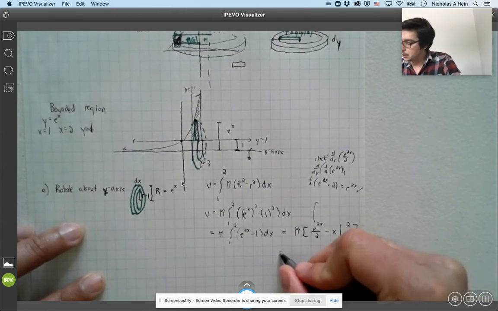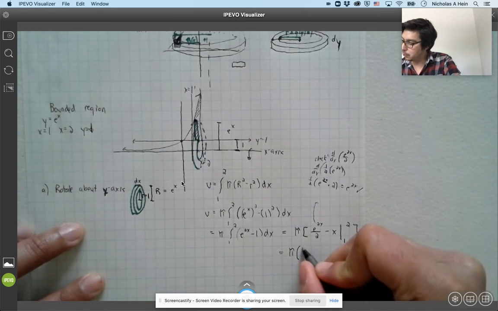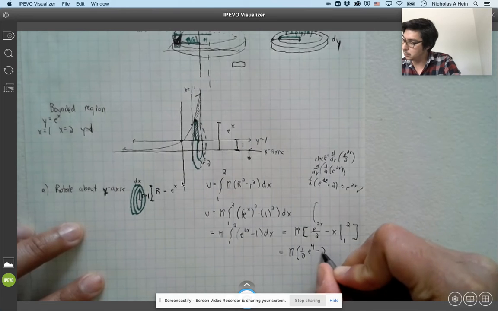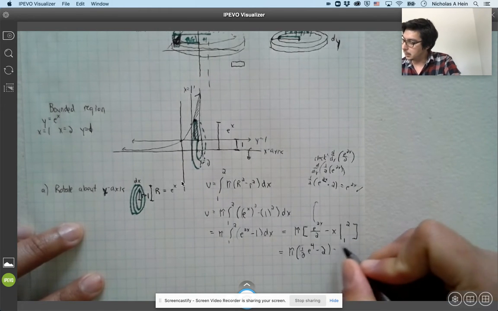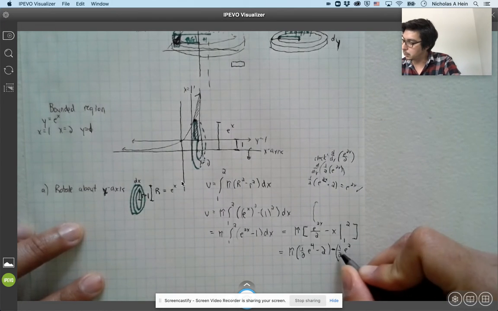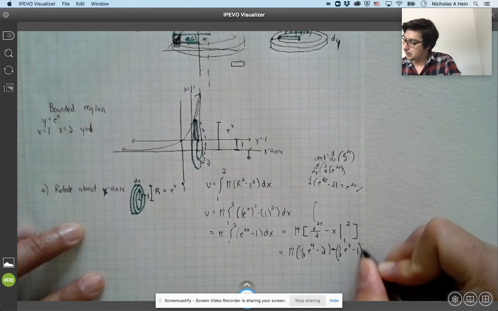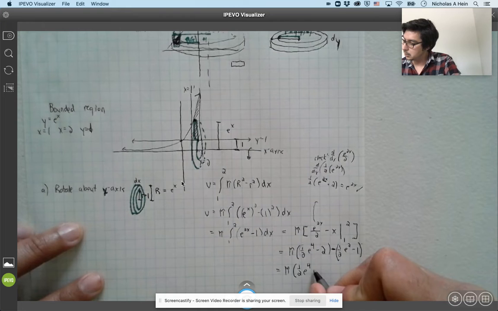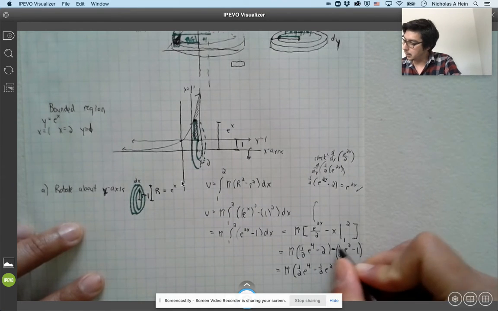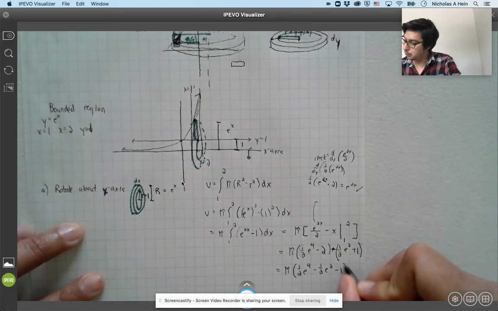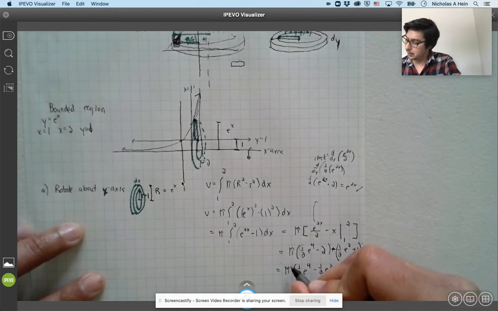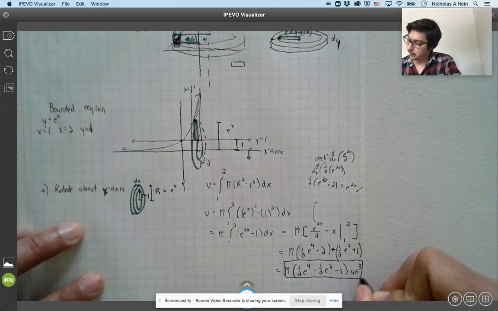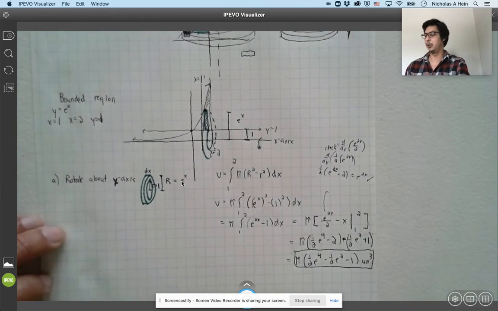And then we're going from 1 to 2. Plugging that all in here, we'll get pi times 1/2 e to the 4th minus 2. And then all of that will be minus 1/2 e squared minus 1. And doing the best I can simplifying there, you get pi times 1/2 e to the 4th minus 1/2 e squared. I'd make that plus 1, so negative 2 plus 1 would be minus 1. And then I'll just leave it as that in this case. There you go. So there's one example there.